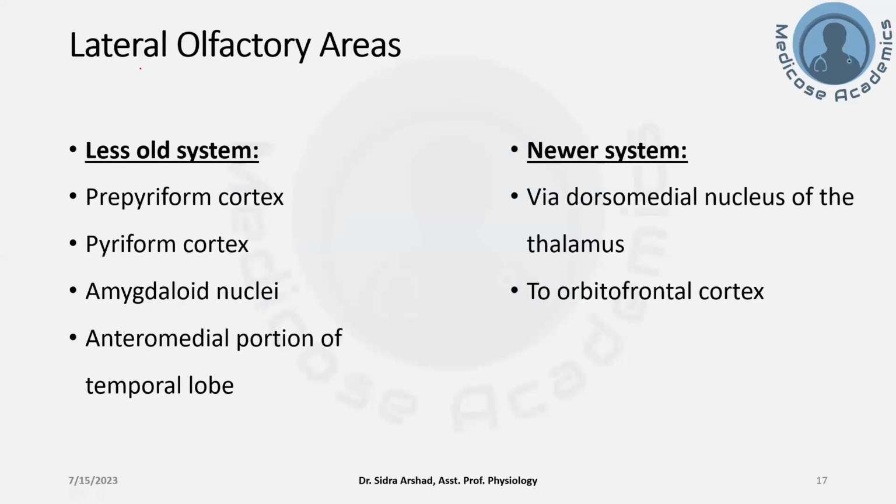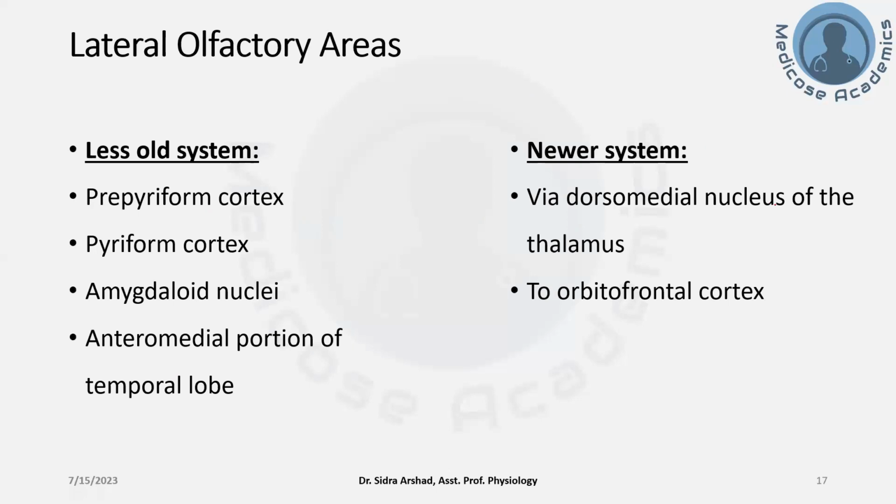The lateral olfactory areas, on the other hand, are divided into two systems, the less old system and the newer system. In the less old system, these areas are included: prepiriform cortex, piriform cortex, amygdaloid nuclei, and anteromedial portion of the temporal lobe. As far as the newer system is concerned, it involves the relaying in dorsomedial nucleus of the thalamus.